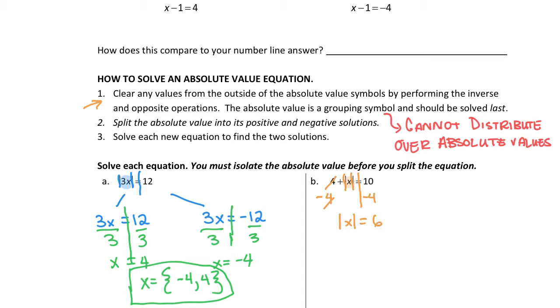Now I'm ready to do the split part. I'm going to have x equals +6 for the direction to the right, and x equals -6 for the direction to the left. Now, a word of caution, just like in our original example with the number line above, your answer won't always just be the positive and negative same number. We're going to see that in the next example.